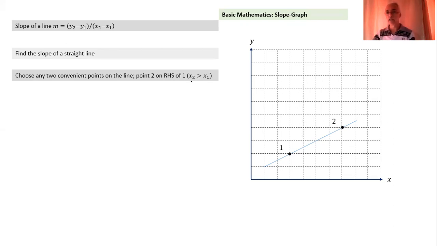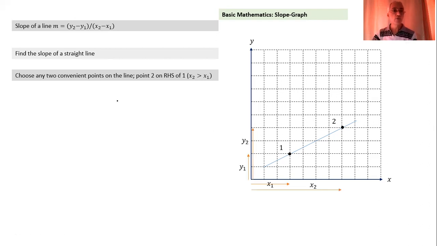What is the advantage of doing that? If I choose the point on the right hand side, the one which has the higher x coordinate, as 2, the denominator becomes automatically positive. So basically the sign of the slope will depend on y2 minus y1. This makes it a little convenient. Okay, so we have chosen those 2 points.